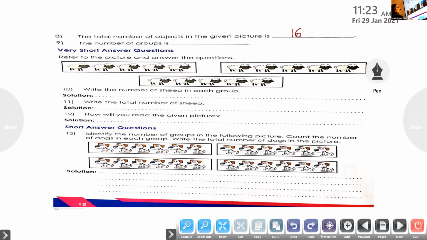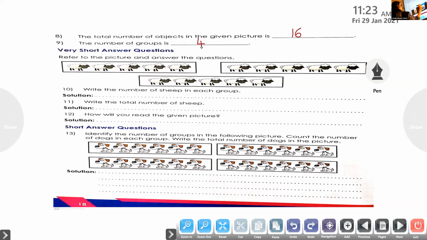Vaiga Rajivan. Yes, ma'am. The number of groups is how many groups are there? In the previous page, check the apples. How many groups are there for the apples? 4. The number of groups is 4. Okay, good. Mute. Next one.